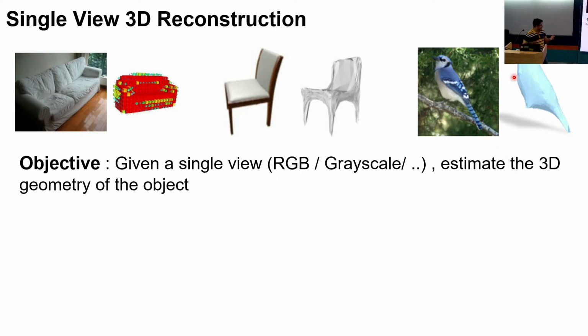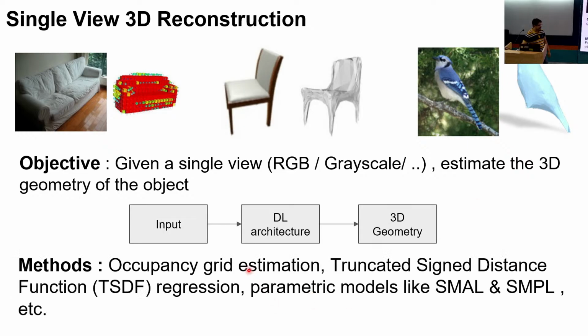It happens that in literature, a lot of people have already solved this. What they do is a simple DL network where you take this image as an input, you have some DL architecture, and the output of that architecture would be that 3D geometry or 3D representation. And there are different ways to do it. For example, this is an occupancy grid, this is the mesh, then there are TSDF volumes, then there are parametric models like SMAL and SMPL. So these kinds of representations already existed.